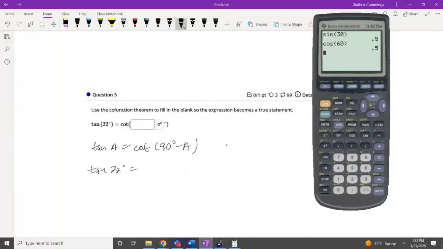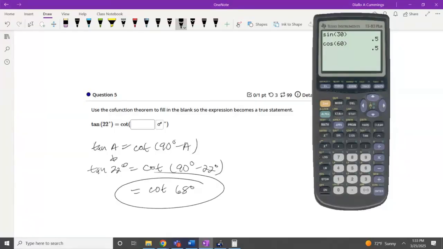The tangent of 22 degrees. In my formula, I'm going to substitute A with 22 degrees. So that's equal to the cotangent of 90 degrees minus 22 degrees. 90 minus 22 is 68. So my answer is 68 degrees. All right, so the answer there should be 68.